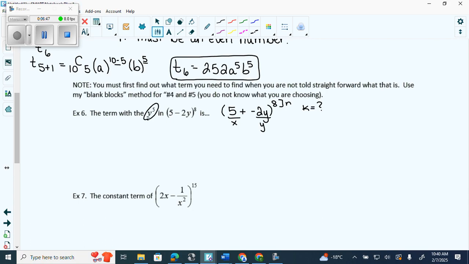If we don't know what k is, we can just put k's, or we can put blanks, whatever we want, until we can figure out k. I'm just going to leave a k in it so we can see. So we're going to go t sub k plus 1, I don't know what k is, equals n, which is 8 choose k. The good thing is, once I find out what k is, all the k's are the same. I just fill in that number, right? And then I get x, which is 5 to the 8 minus k. And then y is negative 2y to the k.